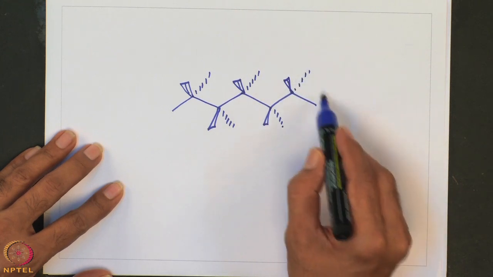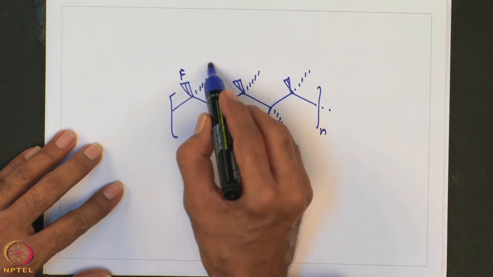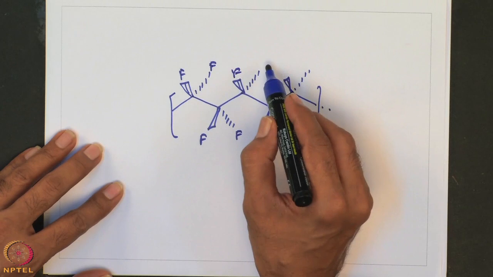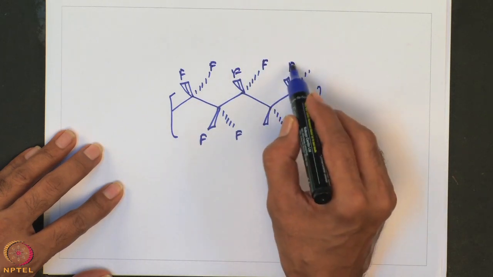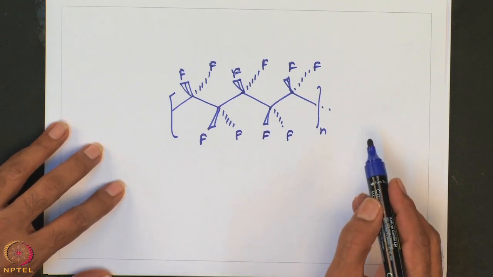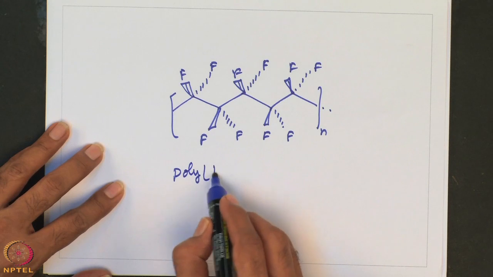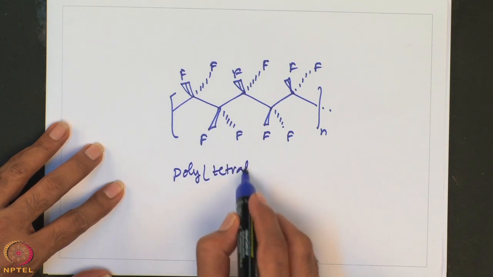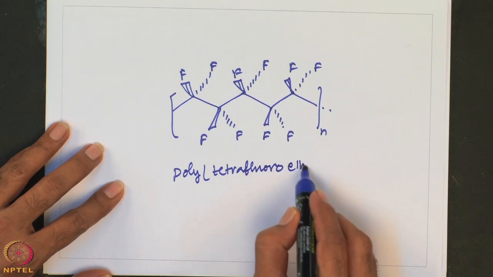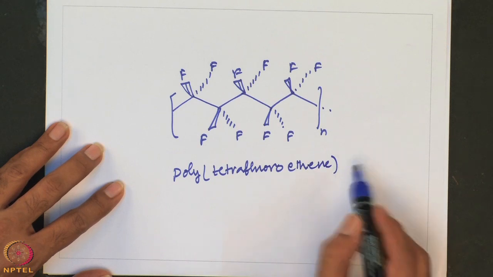It goes on, and all are fluorine atoms. This is called polytetrafluoroethane. Okay. So, PTFE.